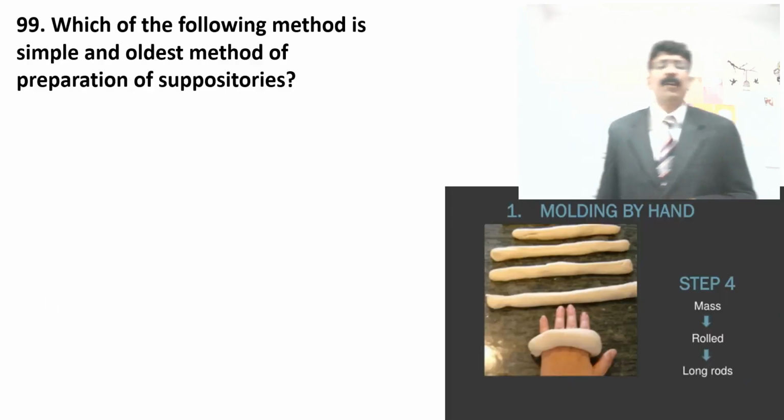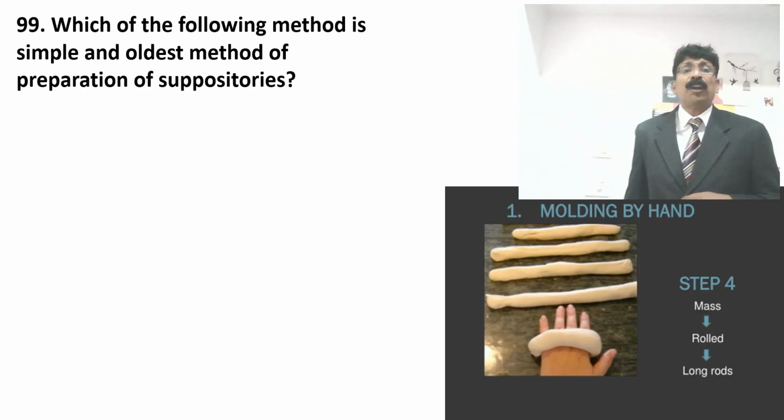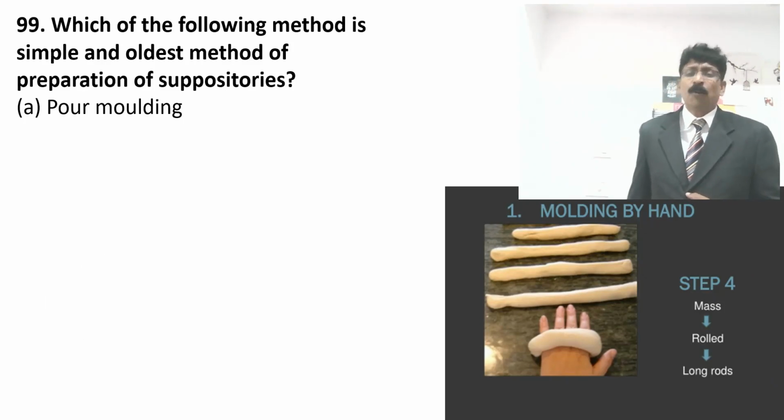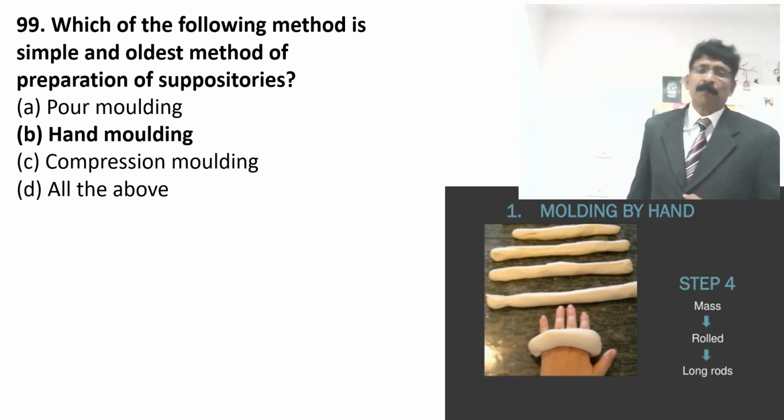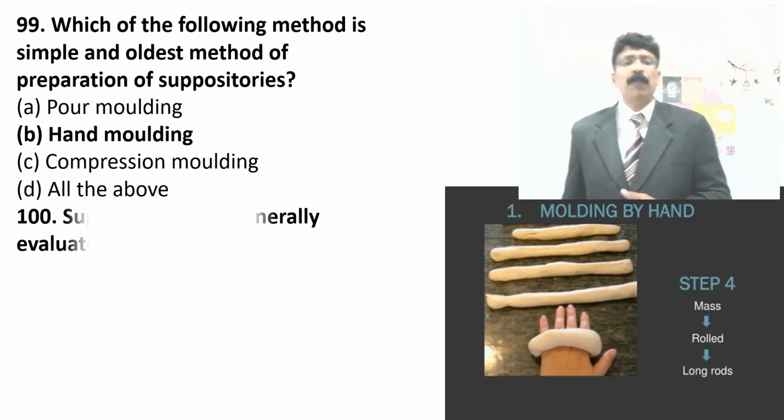Question 99: Which one of the following methods is the simplest, oldest method of preparation of suppositories? Molding by hand, pour molding, compression molding are all there, but hand molding is the easiest one.